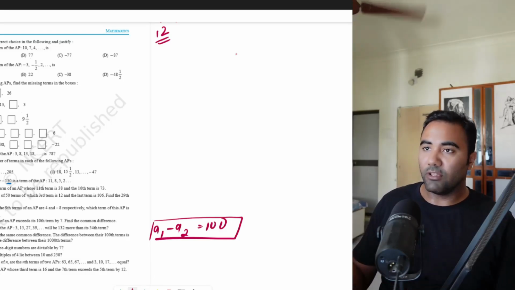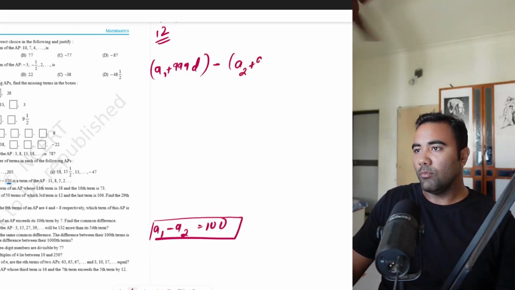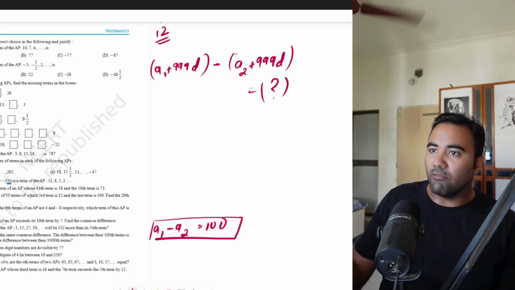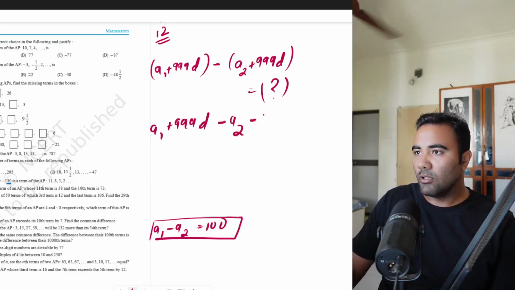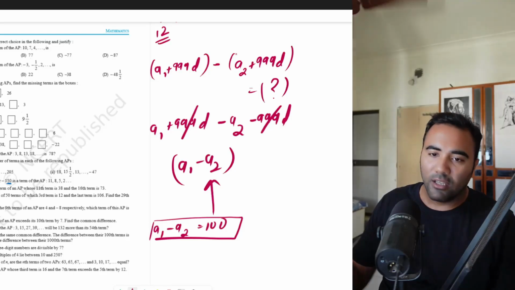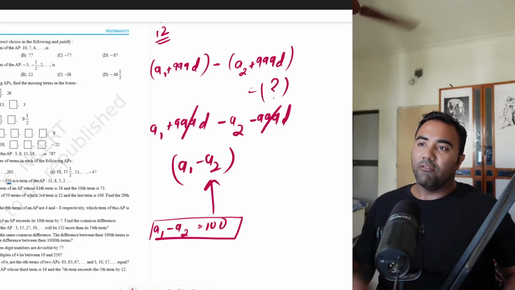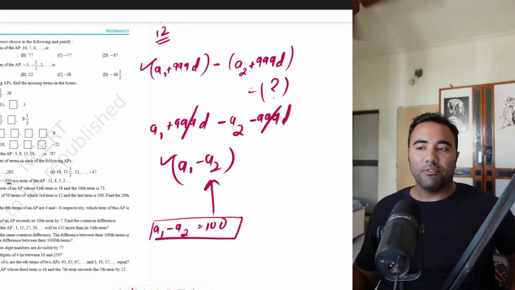Now how do you write the 1000th term? A1 plus 999D minus A2 plus 999D is how much? This is the question. Again, we'll open the brackets. A1 plus 999D minus A2 minus 999D. So the 999D gets cancelled. A1 minus A2, and A1 minus A2 was 100. We've already calculated. So the answer to question number 12 will be 100, because we subtracted these two terms and are left with A1 minus A2. Simple.